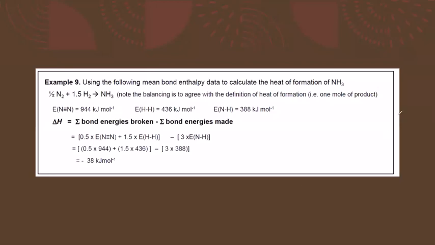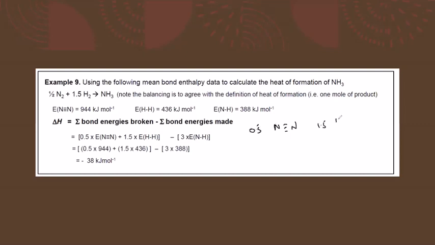If we want the enthalpy change of formation of ammonia, in the Haber process, nitrogen reacts with hydrogen, which results in the formation of ammonia. When 1 mole of a compound is formed from its elements, we call that the enthalpy change of formation. So N2 means a nitrogen-nitrogen triple bond is there, and how many moles are there? Half a mole.